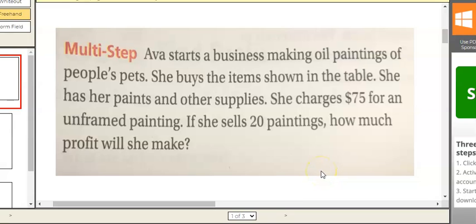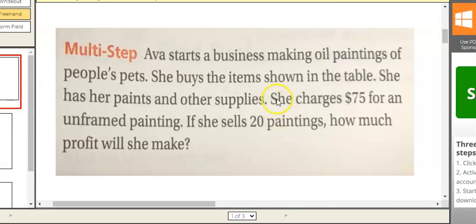All right, so let's go ahead and look at this problem. It's a multi-step problem, so that means we're going to do our UPS check plan so we don't get confused. Ava starts a business making oil paintings of people's pets. She buys the items shown in the table. She has her paints and other supplies. She charges $75 for an unframed painting.